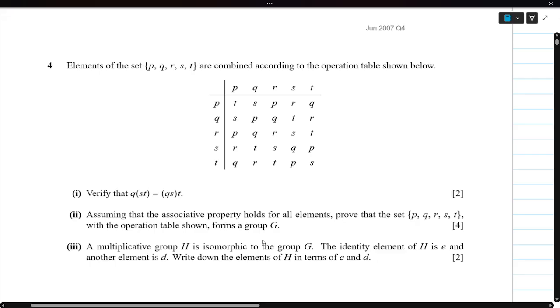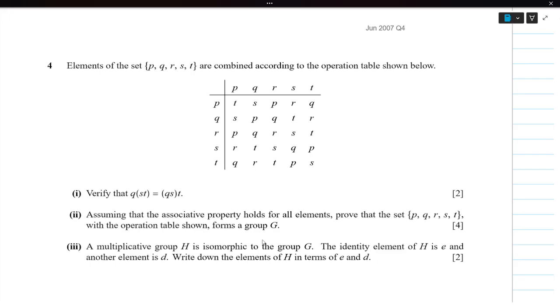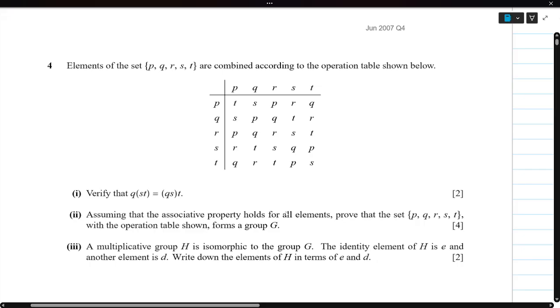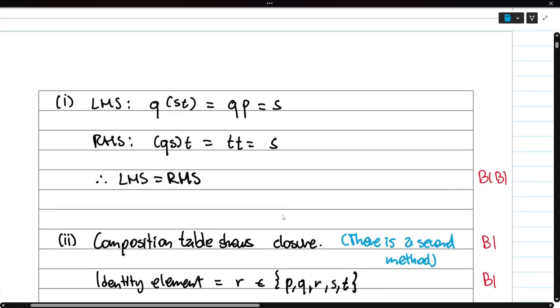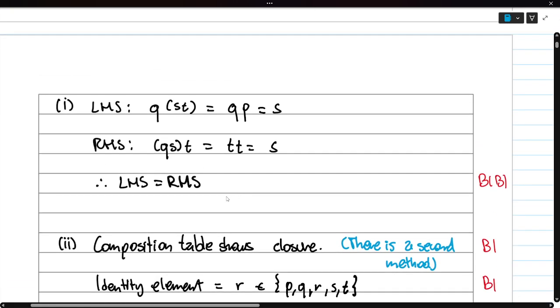The first thing to note is that this is a group of order 5, and up to isomorphism, there is only one unique group, which means that every group of order 5 is isomorphic to each other. That's very helpful to know because the only group that exists that is order 5 is a cyclic group. And that's going to be very important for part 3. So part 1, I already marked this as well.